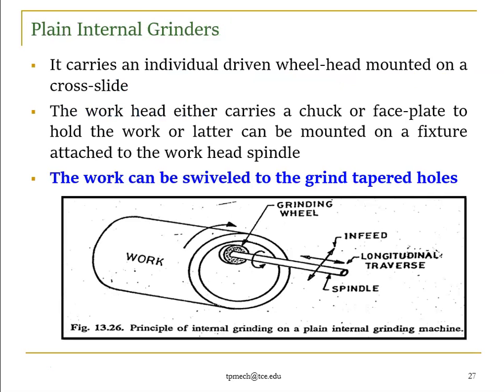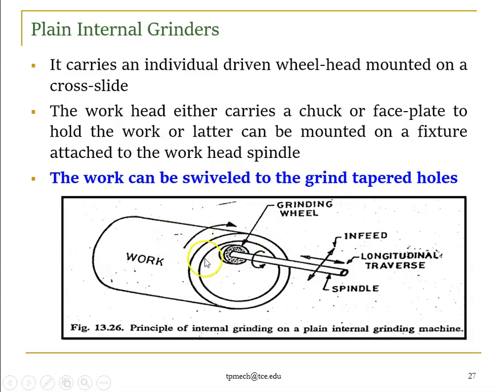This one is the plain internal grinder. In the image you can easily observe that there are two things: one is the workpiece, and the other is the grinding wheel. The grinding wheel is connected to the spindle. The spindle can rotate as well as reciprocate. So the spindle has two motions: rotary motion as well as reciprocating motion. In the reciprocating motion we have a traverse feed as well as an in-feed, or crosswise feed.